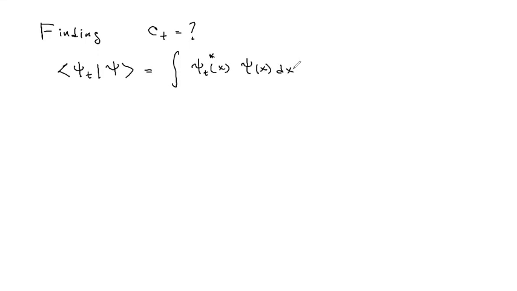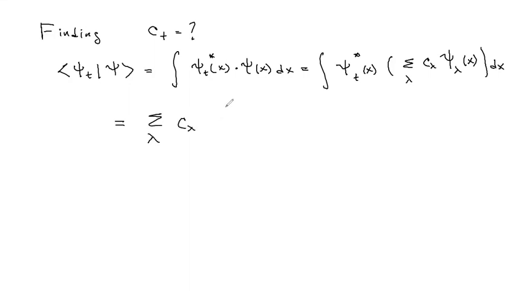Okay? So I'm going to use this expansion. I'm going to break this vector into components. I'm going to use a different label maybe: lambda, C lambda, psi lambda of x. I'm going to break this vector into components. So I have a summation. Then I can move these coefficients out. So the summation over lambda and the coefficients will go out.